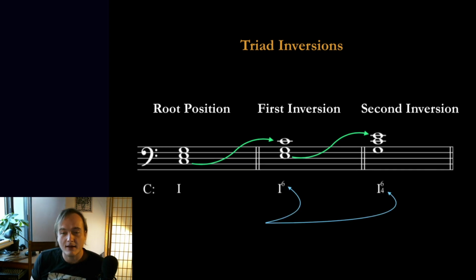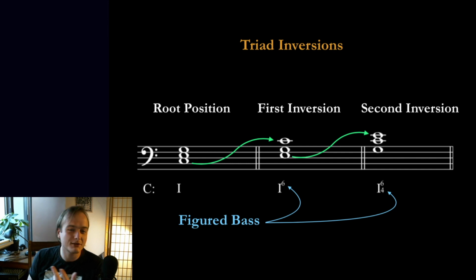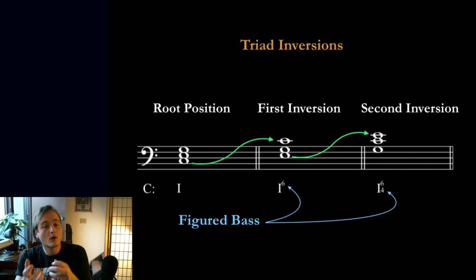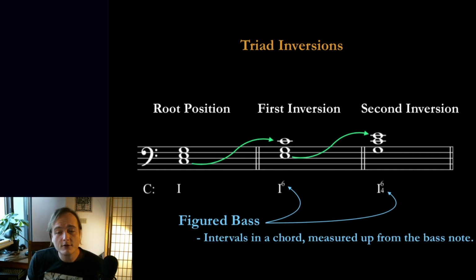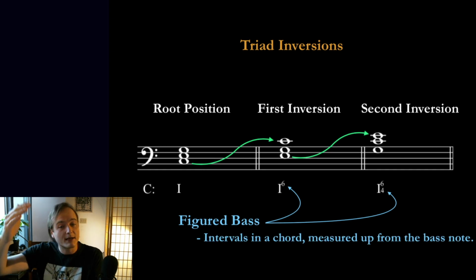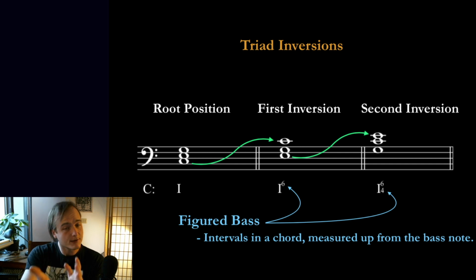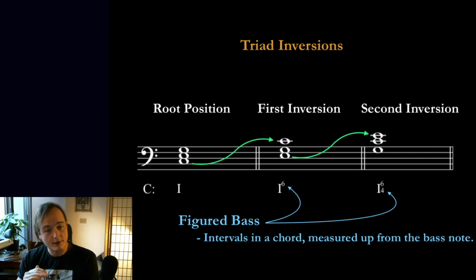So the 6 and the 6/4 emerge from a tradition called figured bass. We won't go into it too much, but just so you know, figured bass are intervals in a chord that are measured up from the bass note. And as I said, with inversion, the bass note is the most important thing to pay attention to. In root position, the bass note is the root. In first inversion, the bass note is the third. In second inversion, the bass note is the fifth.